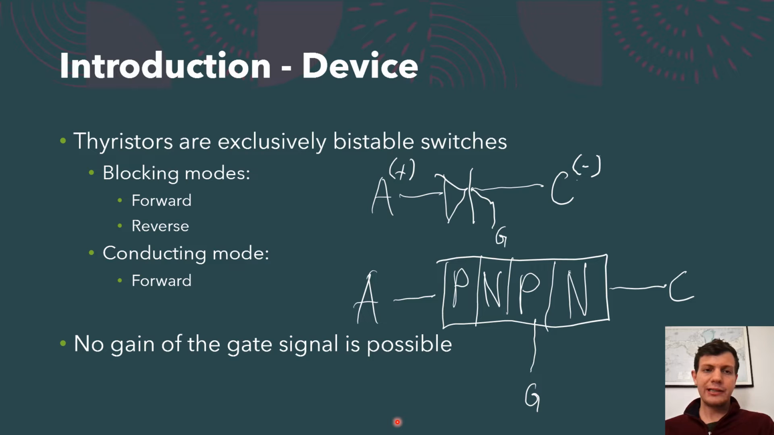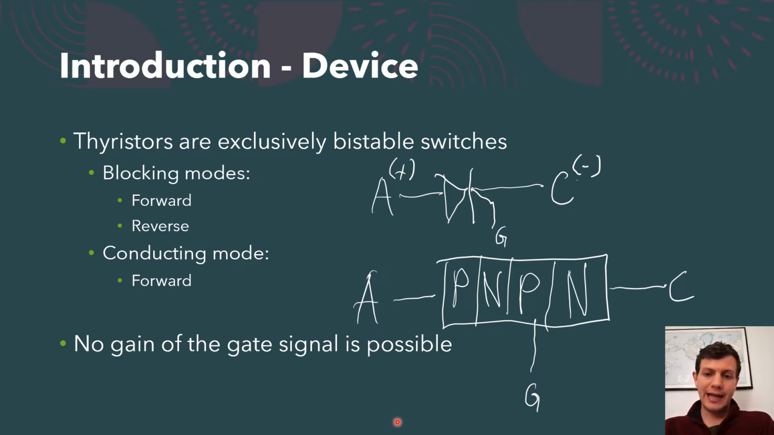As we get into the introduction of this device, I should mention that thyristors are semiconductor devices that include three bipolar junctions, and this enables them to be exclusively bistable switches. What does bistable mean? It means it has two modes that are stable for it. There's the blocking mode, and then there's the conducting mode.